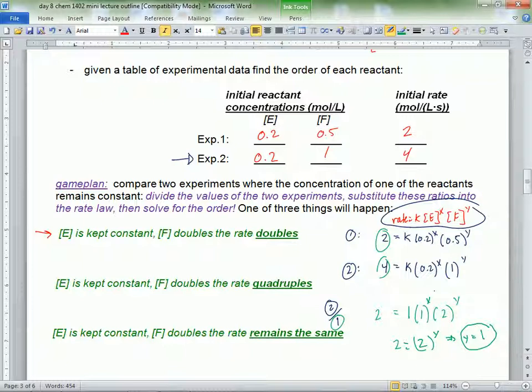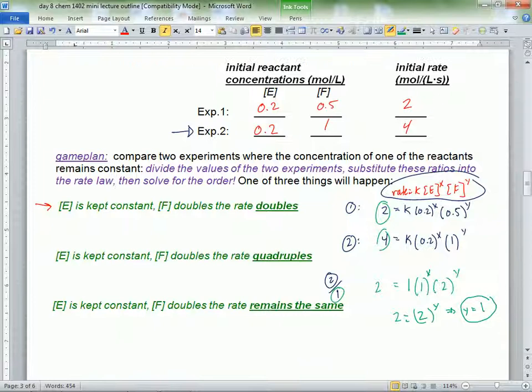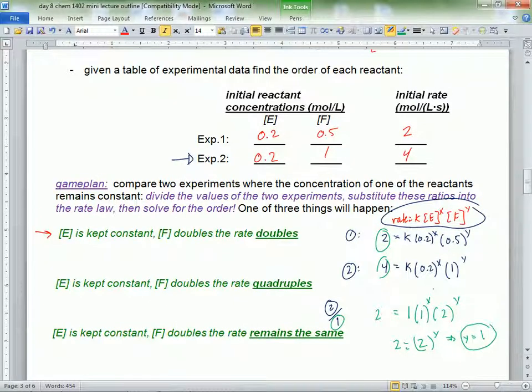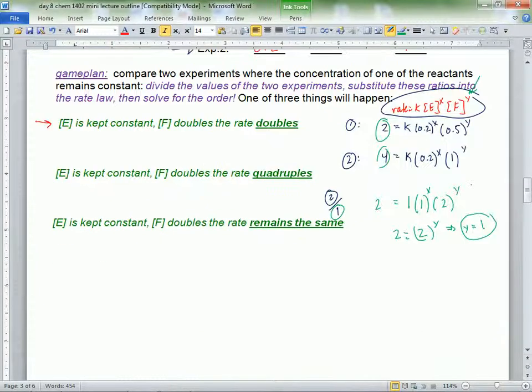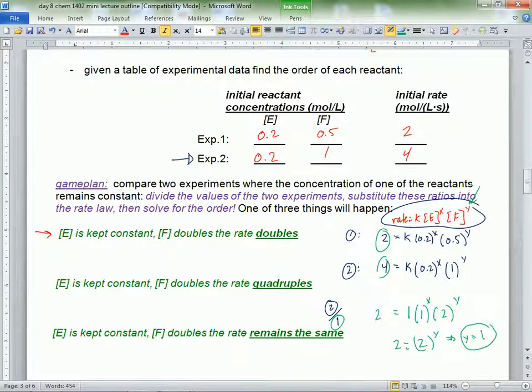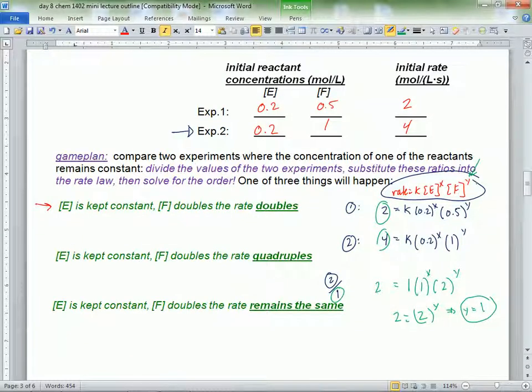Does that mean that the concentration of F has to be...? We plugged in the concentration of F. We plugged in 0.5 in experiment 1, 1 in experiment 2. So what's the point of ending in y? We need to write the rate law. So now we know what y is. That's how we're finding it. We'll do the whole big picture later, Teresa, so you'll see where this is headed. But let's try this a few more times.